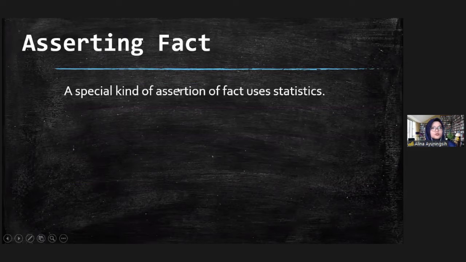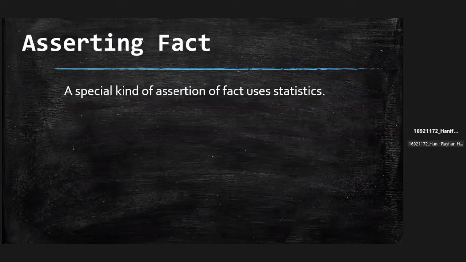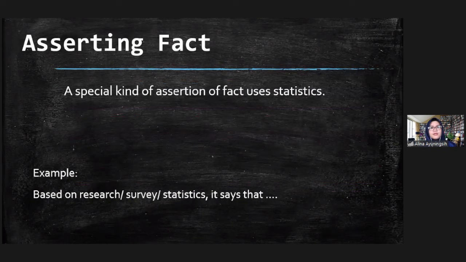So if you want to use asserting fact, mostly people use phrases like: based on research, or based on survey, or based on statistics, it says that blah blah blah. So this is like an introduction or an expression about data. Before you reveal the data, of course, you need to introduce first that your data is reliable, because it is based on research, survey, or statistics.